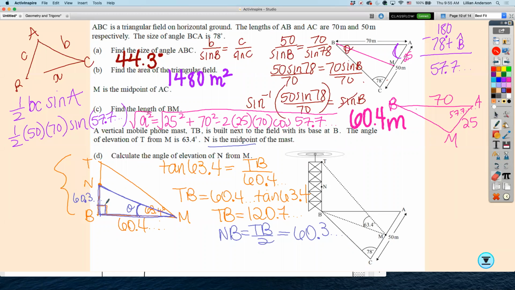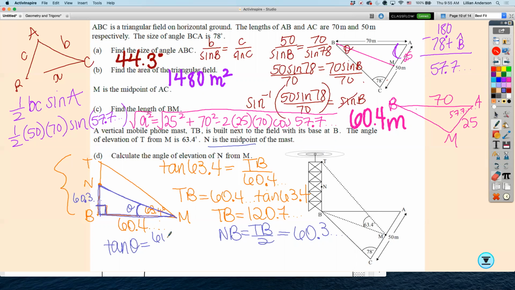This is a right triangle. 60.3 is my what side? Cosine rule. Not cosine rule. I'm looking for that angle theta. You're still going to use tangent. I'm still going to use tangent, SOHCAHTOA tangent.